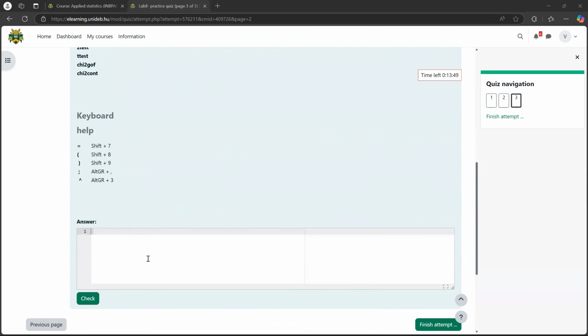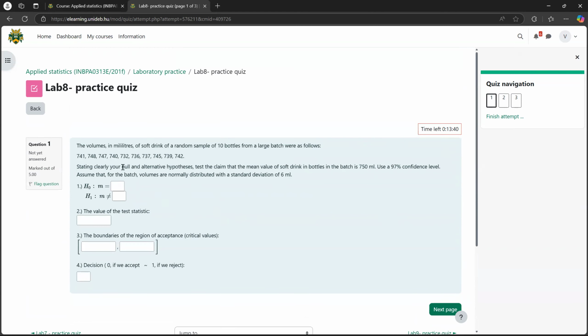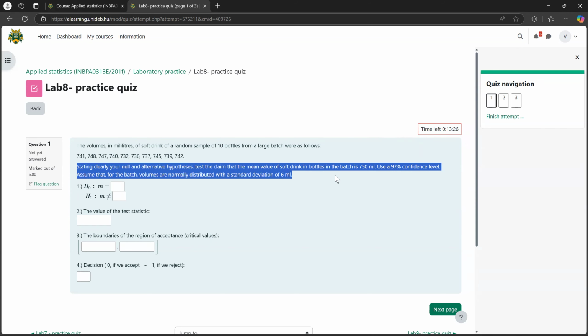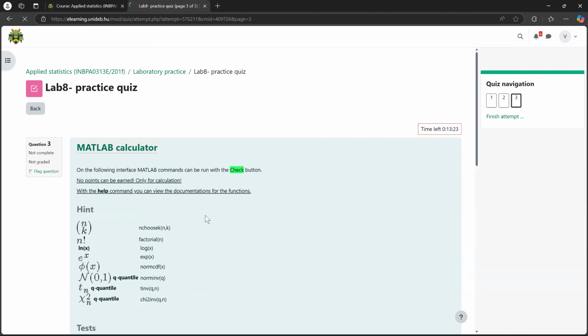So the first thing we do, we collect the data, right? We got data is equal to, boom. Now you have all the data in a vector. Okay, what's next? The mean value of soft drink in bottles is 750 ml. Use a 97% confidence level. So what I normally do is just Control C, copy the whole thing here.